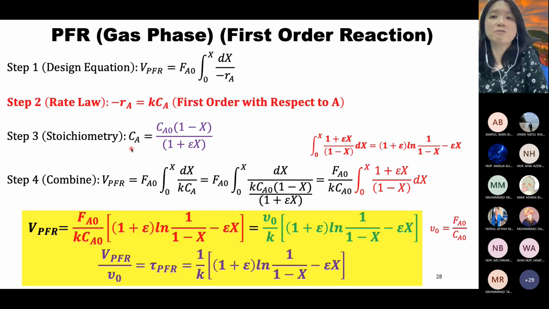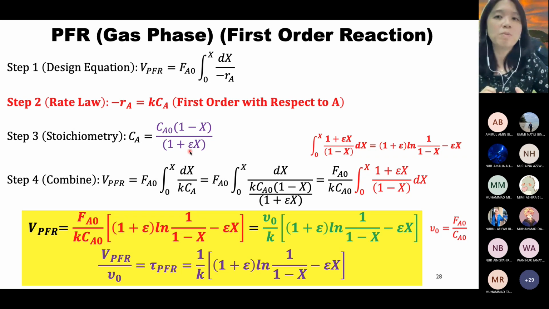Sebab kalau gas phase, CA equals to CA naught, 1 minus X. As I told you, bawah dia dah tambah 1 plus epsilon X. Okay, saya dah ajar sebelum raya kan, macam mana kita nak cari epsilon, so on and so forth. Tapi kalau lupa pun tak apa, nanti tutorial next week. Okay, we'll have to explain again how to find all these value.